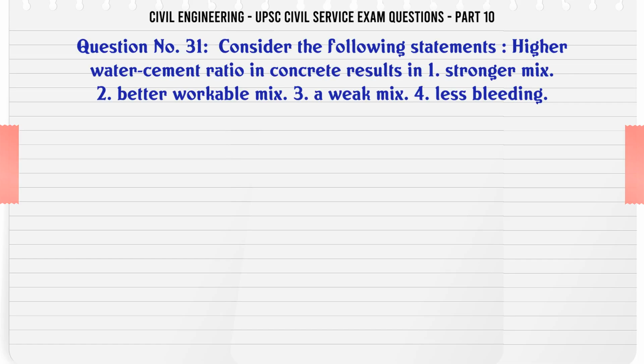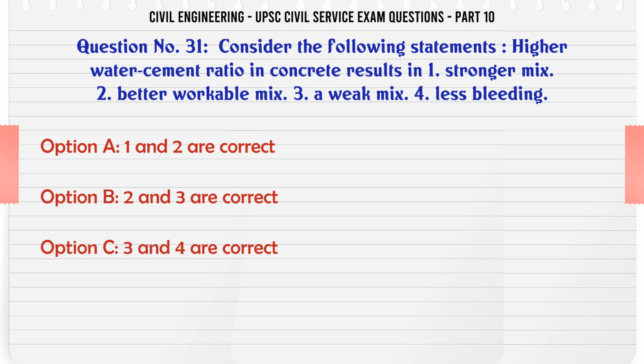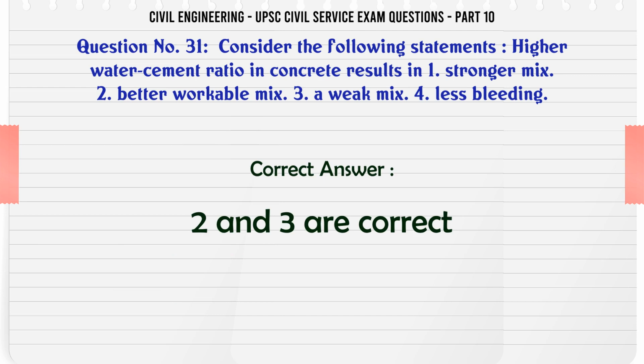Consider the following statements: higher water-cement ratio in concrete results in 1. Stronger mix. 2. Better workable mix. 3. A weak mix. 4. Less bleeding. A. 1 and 2 are correct. B. 2 and 3 are correct. C. 3 and 4 are correct. D. 1 and 4 are correct. The correct answer is 2 and 3 are correct.